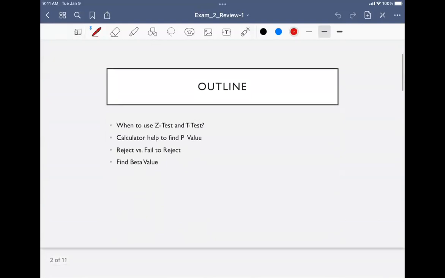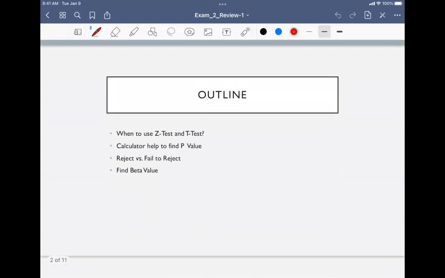And so just a quick outline of what we're going to do today is we're going to talk about when to use the z-test and the t-test. We're going to go over some calculator help to find the p-value. We're going to go into rejecting versus failing to reject the null hypothesis. And then we're going to go into some questions regarding finding the beta value.